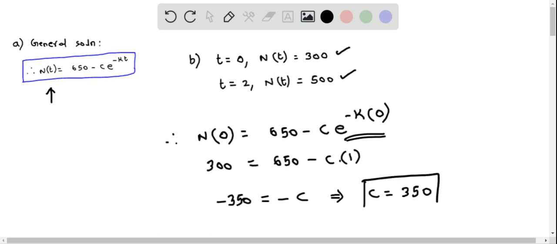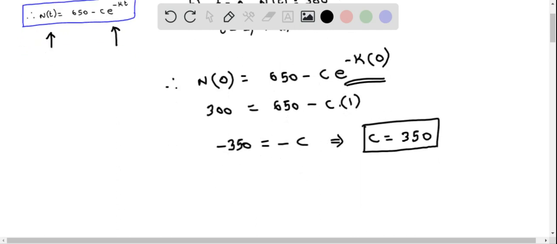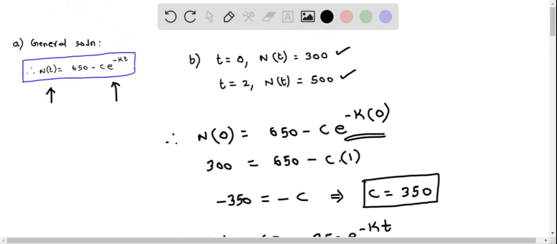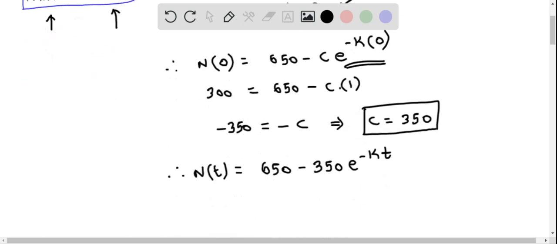We can plug this value into the general solution. So therefore, we can rewrite N of t equals 650 minus c times, that is 350, e raised to the power of negative kt. Now let's use the second initial condition, that is when t equals 2, N of t equals 500.